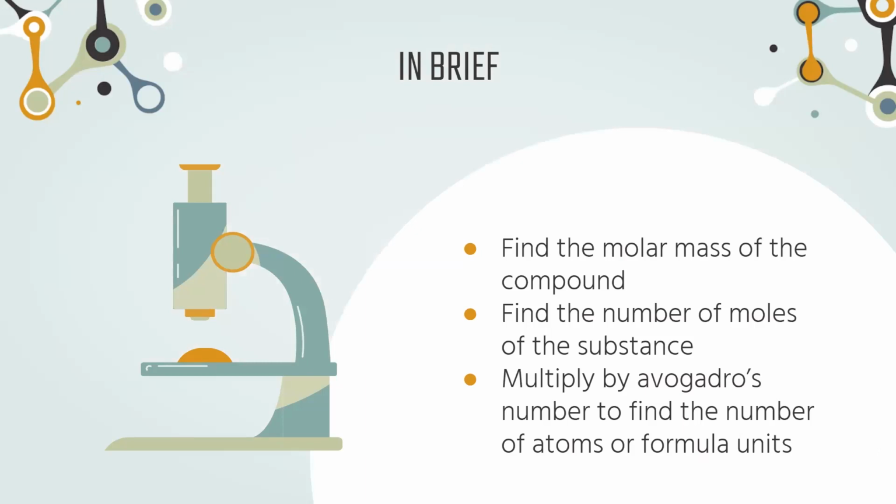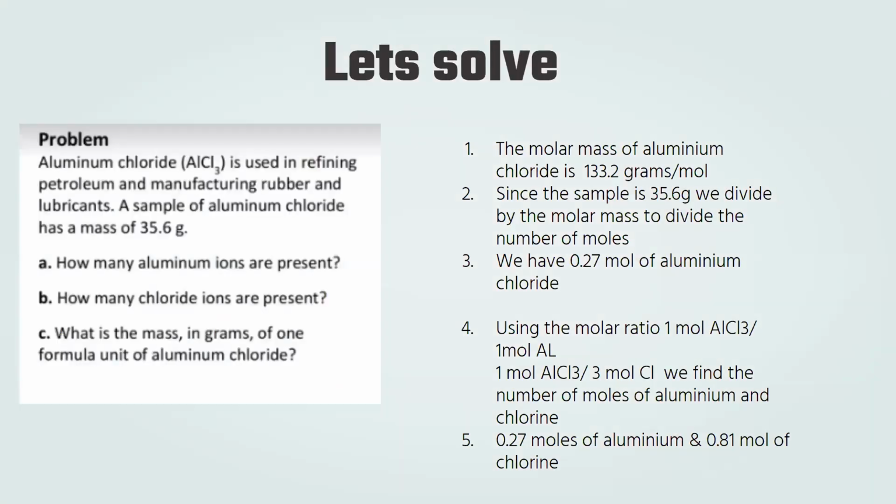Okay, now let's begin. The first problem we are faced with is the following. Aluminum chloride, or AlCl3, is used in refining petroleum and manufacturing rubber and lubricants. A sample of aluminum chloride has a mass of 35.6 grams.